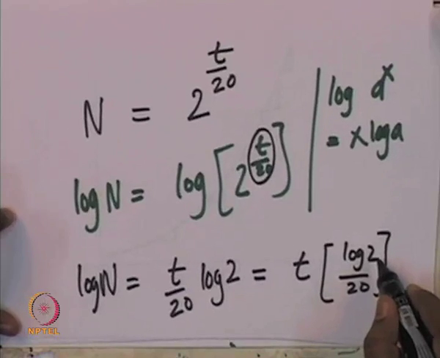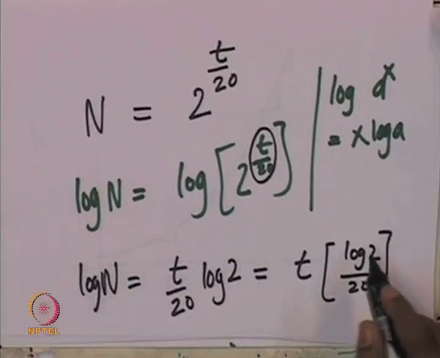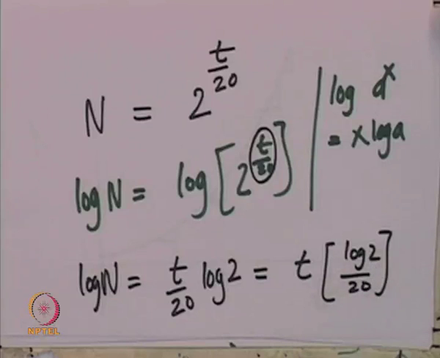Log 2 is a number, around 0.3. If you look at what log 2 is in your calculator, I think it is 0.3010 or something like that. So, it is about 0.3. So, log 2 is a number, 20 is a number. So, this whole thing is a number. So, log n is some constant number times t.